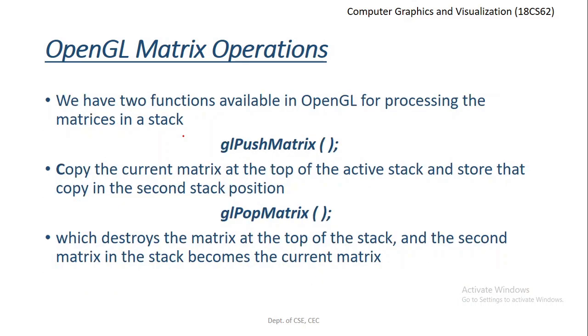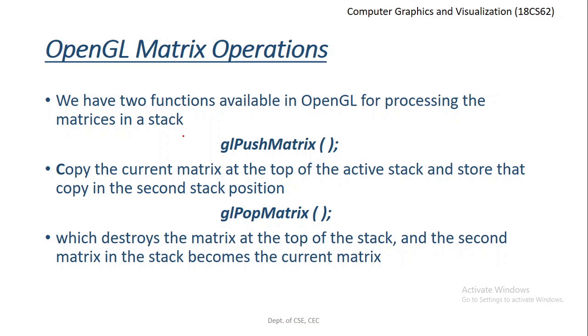And lastly, we have two functions for matrix operations in OpenGL: glPushMatrix and glPopMatrix. As we are all aware, stack is the data type which is famous for two operations, right? Push operation and pop operation. Stack is a last in first out kind of data structure. Removing an element from the stack, we call it a pop operation. Adding an element to a stack, we call it a push operation.